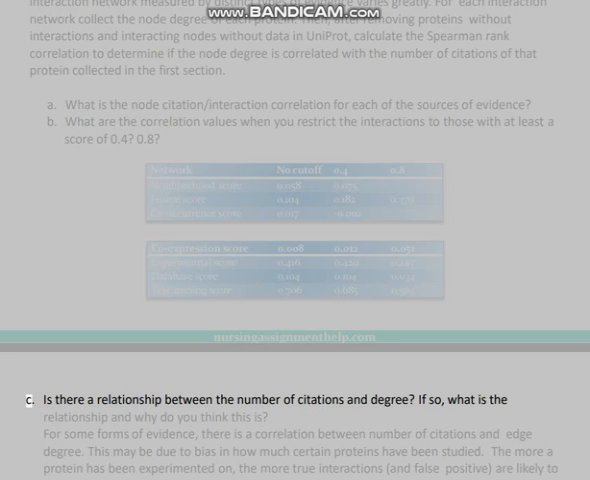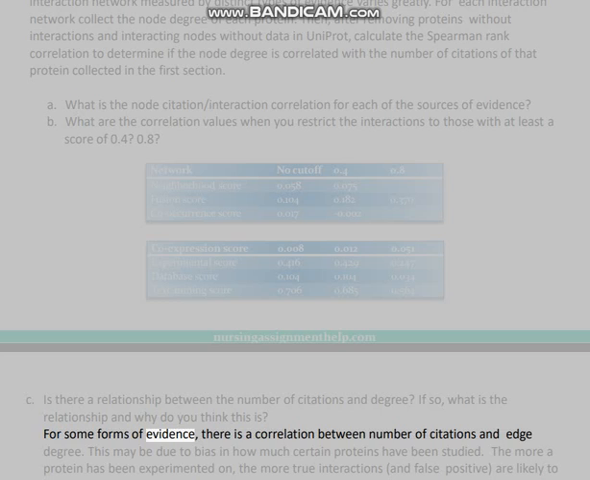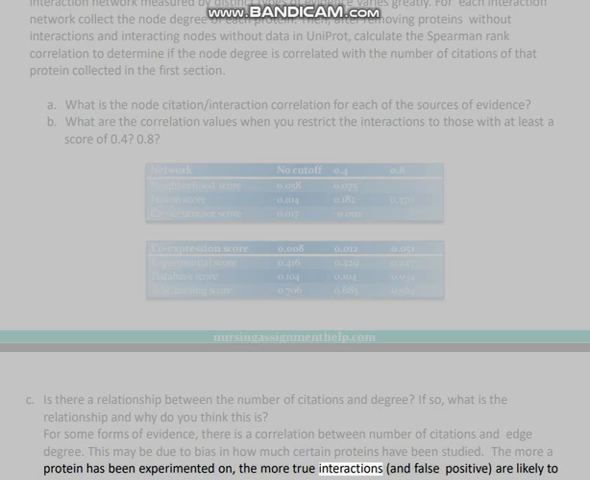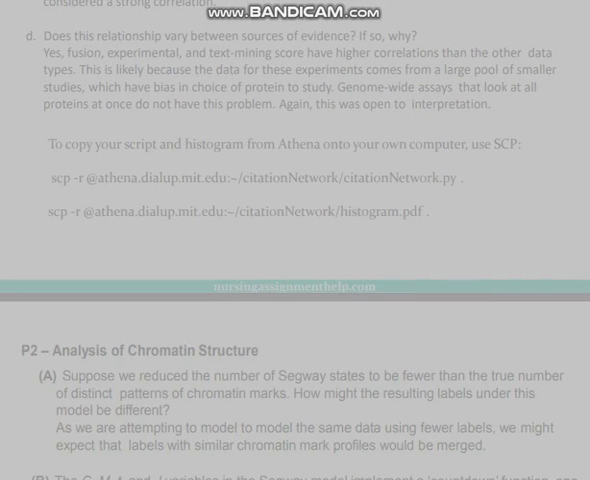C. Is there a relationship between the number of citations and degree? If so, what is the relationship and why do you think this is? For some forms of evidence, there is a correlation between number of citations and edge degree. This may be due to bias in how much certain proteins have been studied. The more a protein has been experimented on, the more true interactions and false positives are likely to be discovered. Also, if a protein has lots of connections, it is likely to be mentioned in the context of its partners. Many people said there was a positive correlation, despite the fact that in many cases it was very low. It was quite open to interpretation, depending on what people considered a strong correlation.